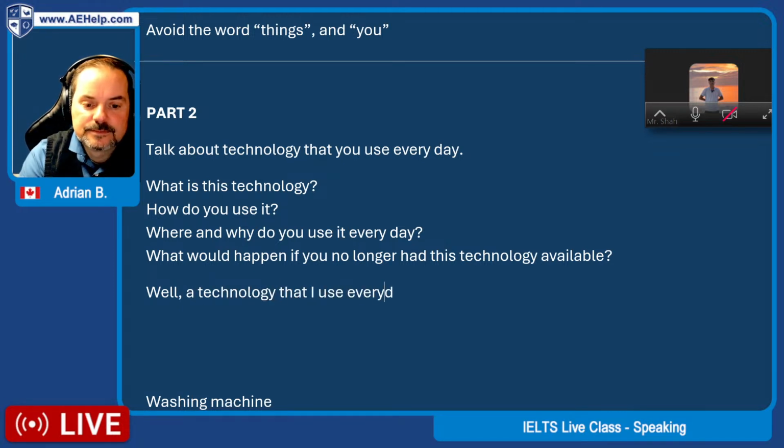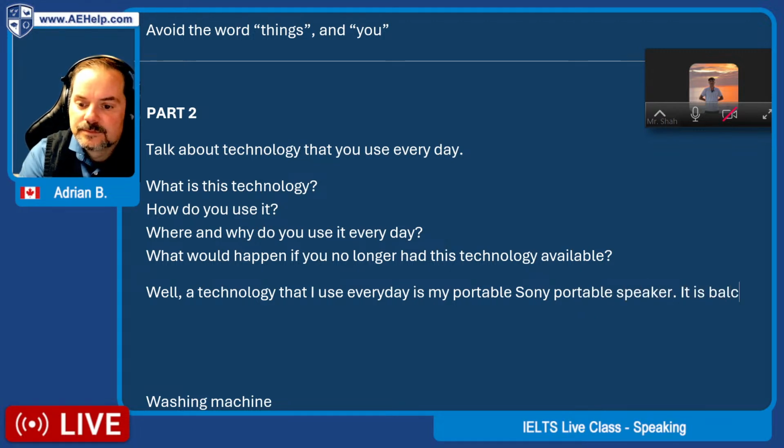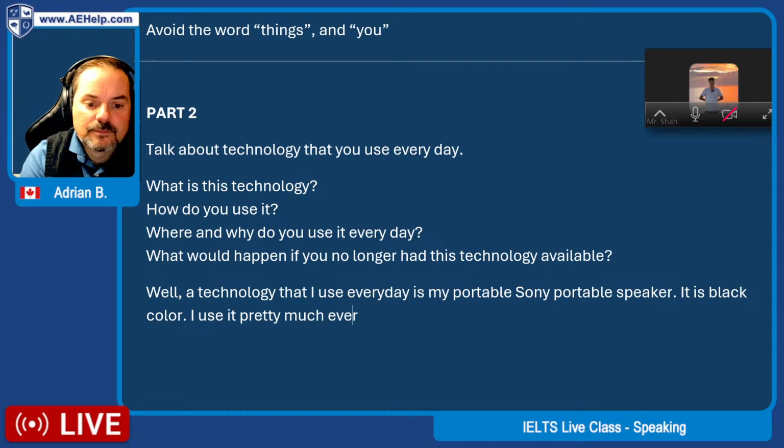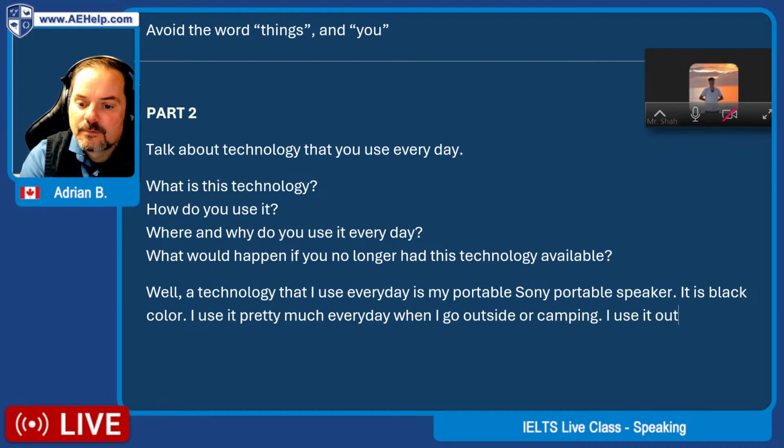Sony Oldfield One speaker. It's actually in black color. I use it every day pretty much whenever I go camping or with my friends outside. I try to use it whenever I am outside because it's very loud. I don't quite use it in my apartment because I don't want to bother others. So yeah, I use it when I'm connecting it to my phone via Bluetooth.